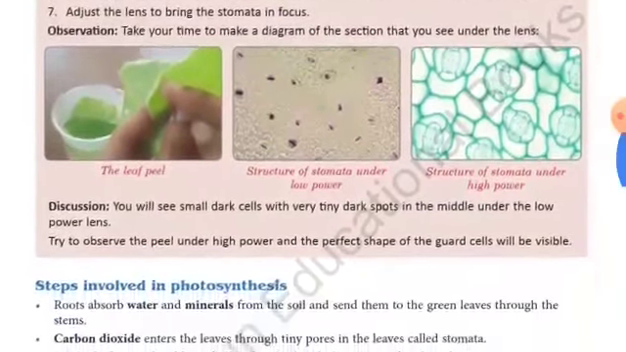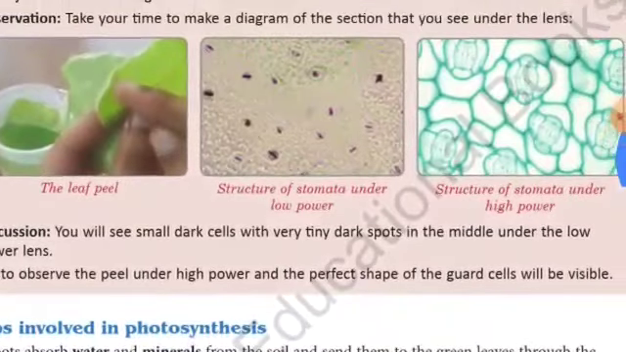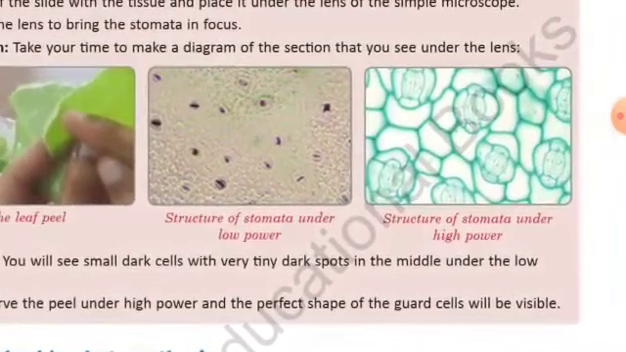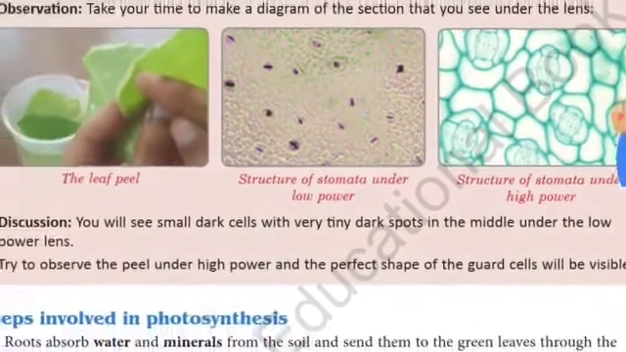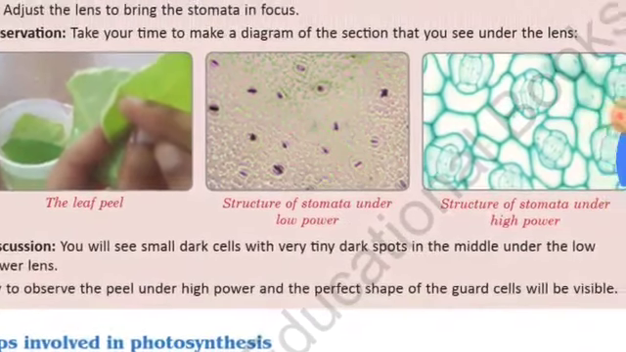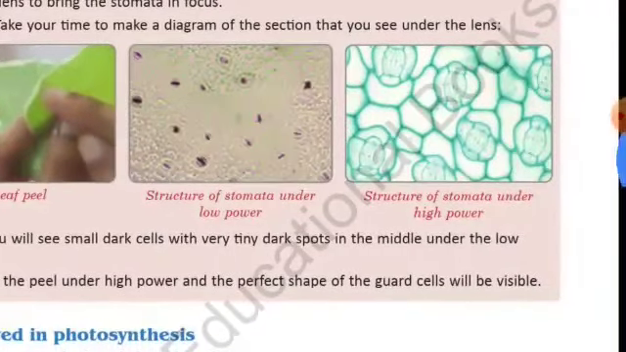See here the diagram is given, the structure of stomata under low power. Black spots. But if you see in enlarged view, the stomata will look like this. Bean-shaped stomata in numerous numbers. So stomata help in gas exchange. You will see some small dark cells with a very dark spot in the middle. If we see the peel under high power, then you will see the perfect shape of guard cells. So stomata contain the guard cells and the guard cells control the opening and closing of stomata. So with the help of stomata, gas exchange takes place.